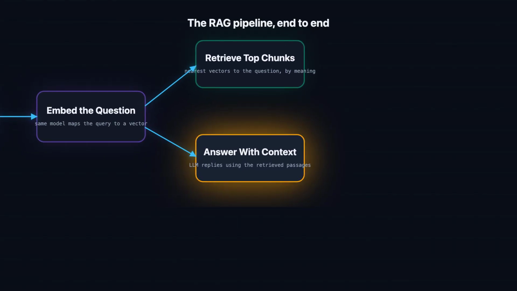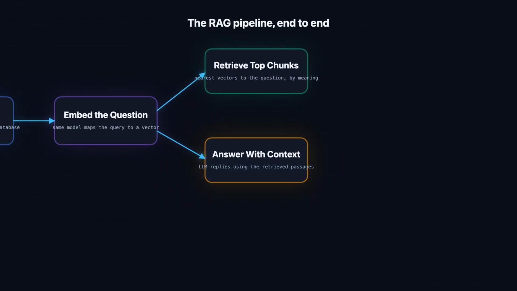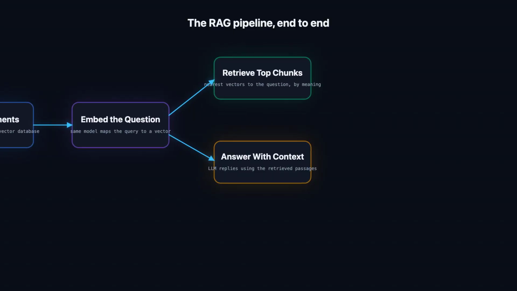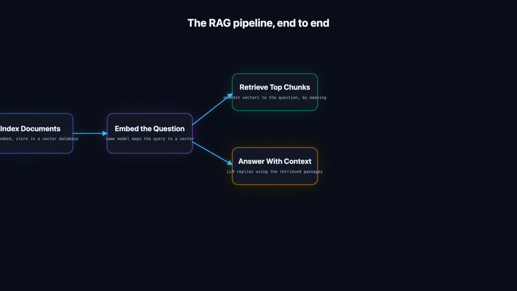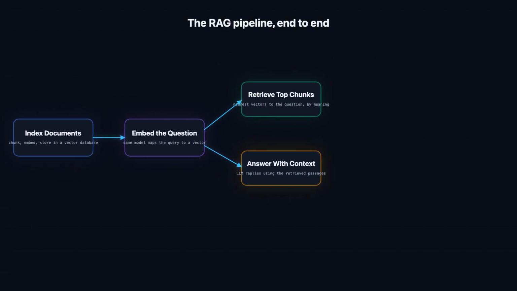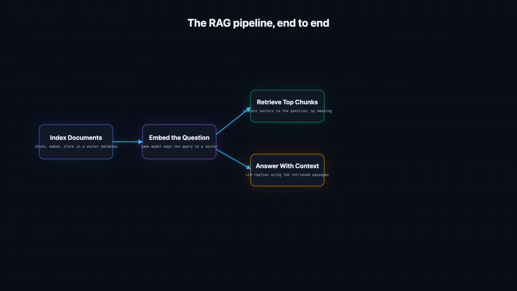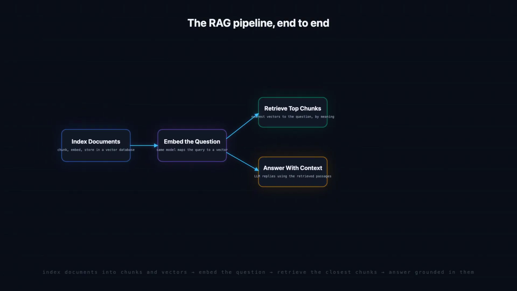Finally, we stuff those retrieved chunks into the prompt, right alongside the original question, and ask the model to answer using them. The reply now stands on real, fetched evidence, and you can even cite exactly which sources it came from.